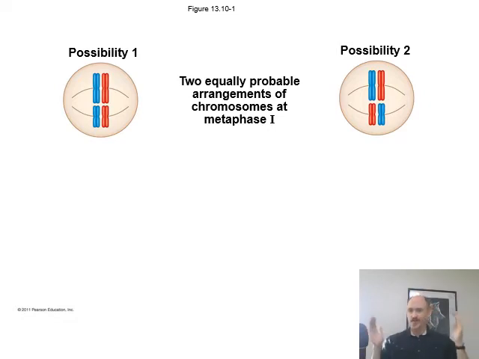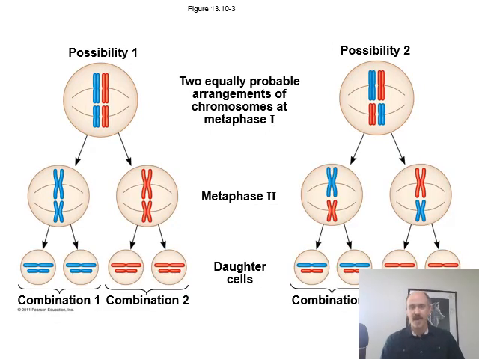So we're going to tone it down from the human example and look at this example here, an organism with a diploid number of 4. 1, 2, 3, 4, and see how they could line up. So possibility 1, you can see on the left, all the blue are on the left, all the red are on the right. Possibility 2, there's a blue on the left for the top pair, and there's a red on the left for the bottom pair. That's what independent assortment looks like. And the important thing is that results in different combinations.